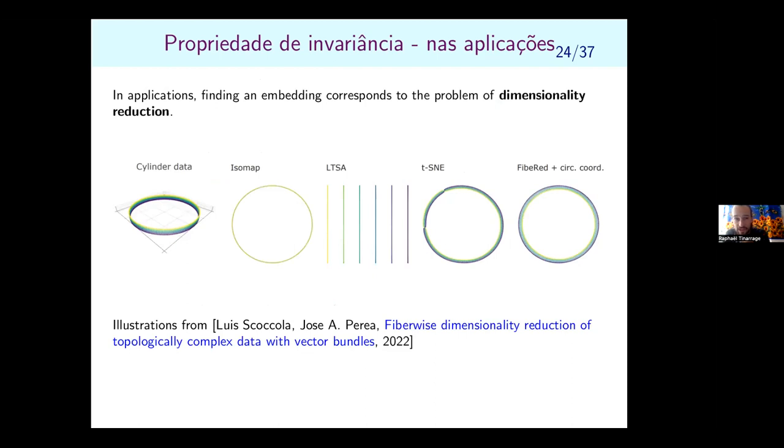A little connection with applications. You can think about the property of embeddability as the problem of dimensionality reduction in applications. This comes from this very nice paper. You have a cylinder in the three-dimensional space, and you want to project it in the plane injectively, right? You can see that a famous algorithm does not respect the topological structure you had at the beginning, but these two algorithms in the end were able to embed the cylinder in the plane.